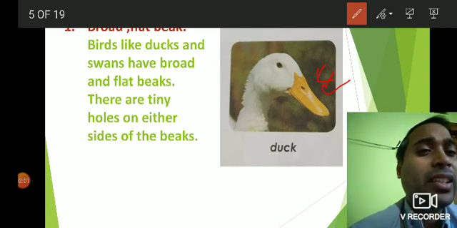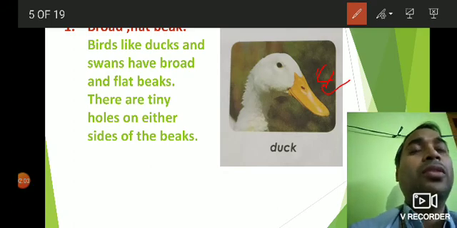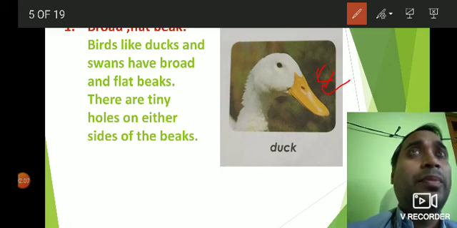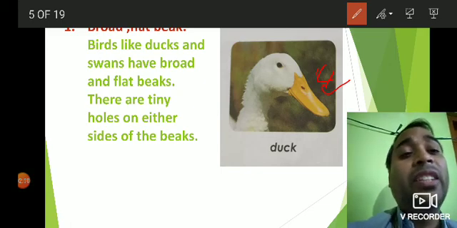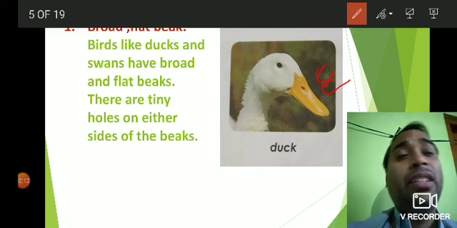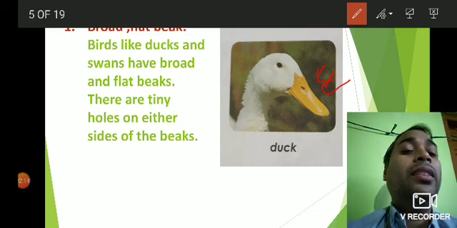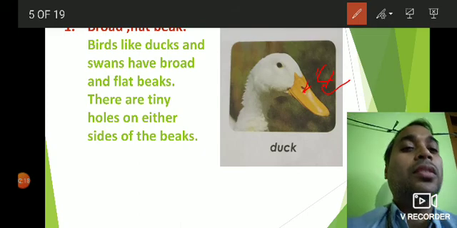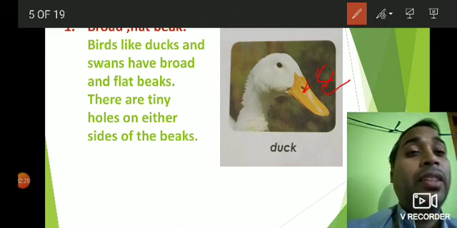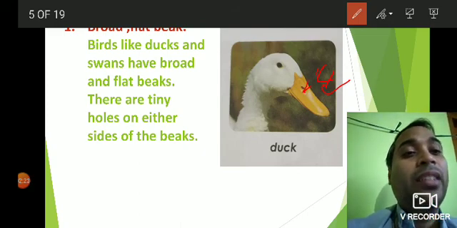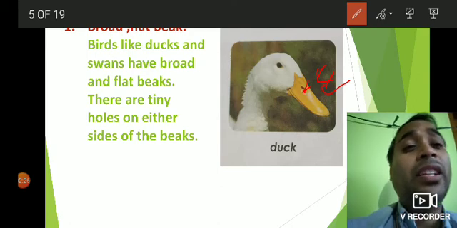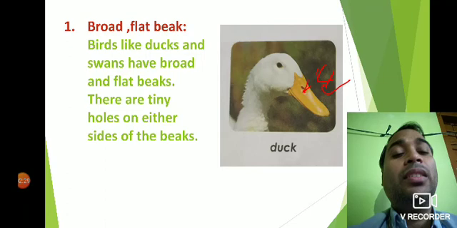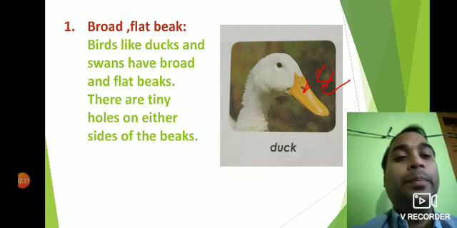This is basically to scoop out the water, because they generally find their food in muddy waters, and so they need to scoop out the water. They remove the water through these holes. So this is how they get their food. They take in the food, and then they simply scoop out the water through these holes. So ducks have a broad flat beak.